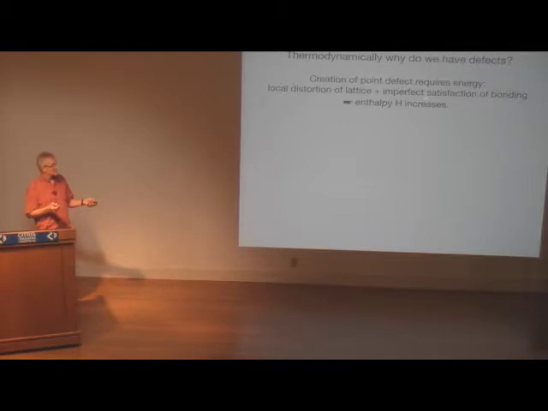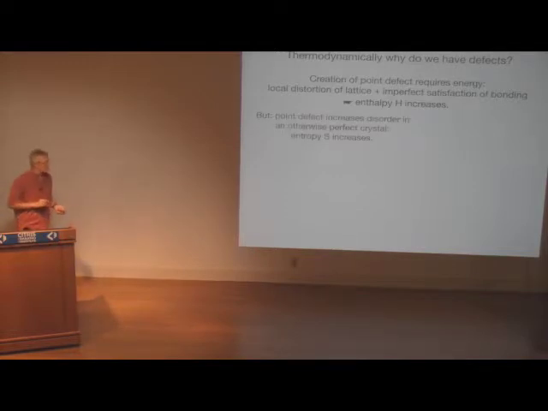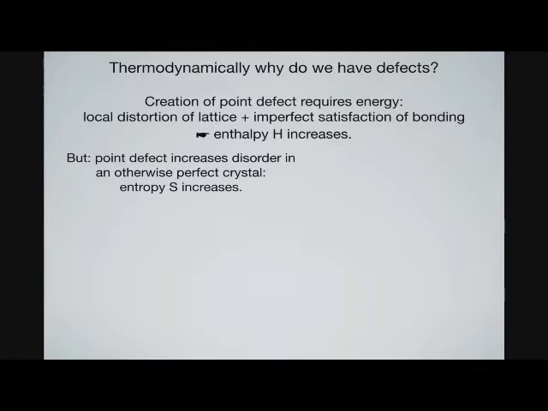The atom is happy in its position, but if we take it out, we distort the crystal lattice surrounding it, and we have imperfectly satisfied bonds surrounding it, right? So there's certainly an energy or enthalpy penalty for taking an atom out and removing it from the crystal. So the enthalpy increases as we create a defect. But if we create a point defect, we also increase the disorder in the system, right? So as we take an atom out and the crystal is perfect before that, it becomes a little less orderly, right? And that means the entropy increases.